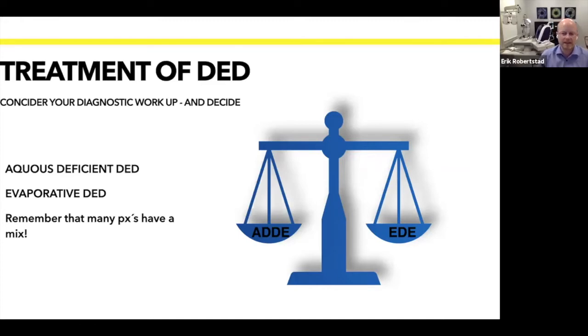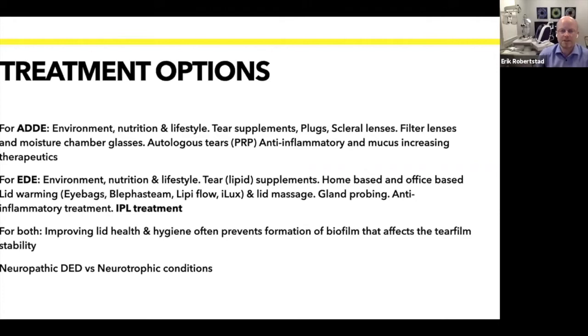Having said that, we believe that the majority of dry eye is of the evaporative type. But it can be confusing sometimes, and you have to remember that the evaporative type can also have some aqueous deficient signs and symptoms. So remember that many people have a mix, and there are also very often several treatment options.